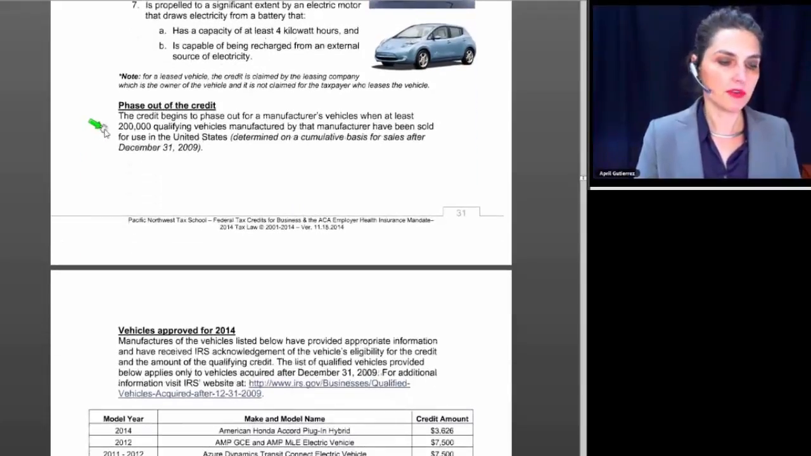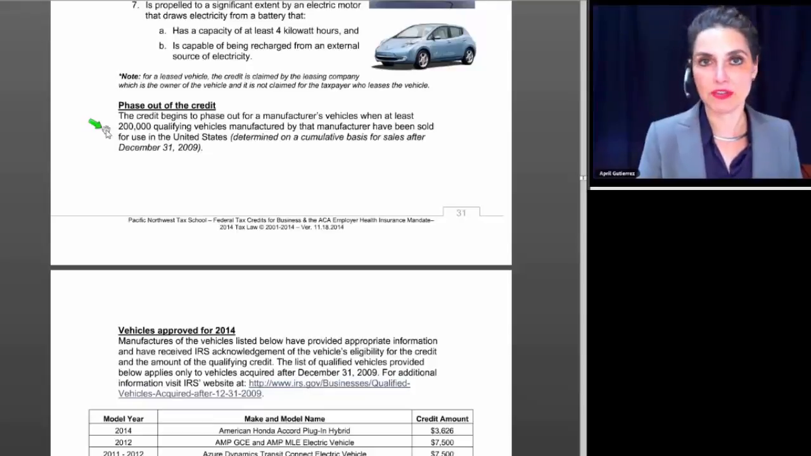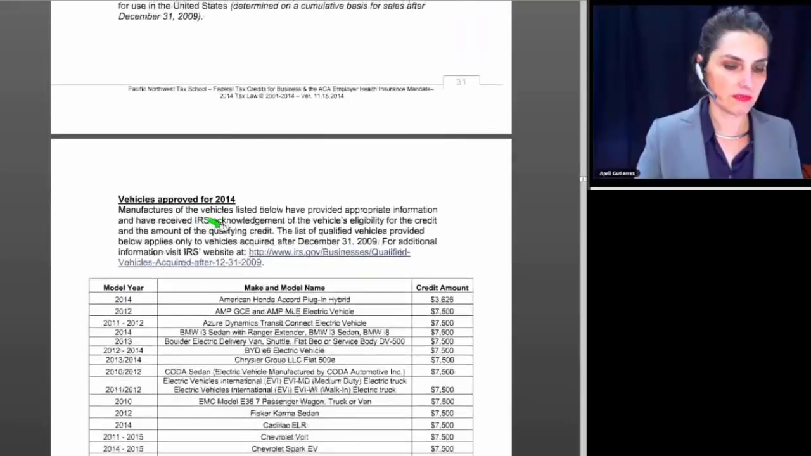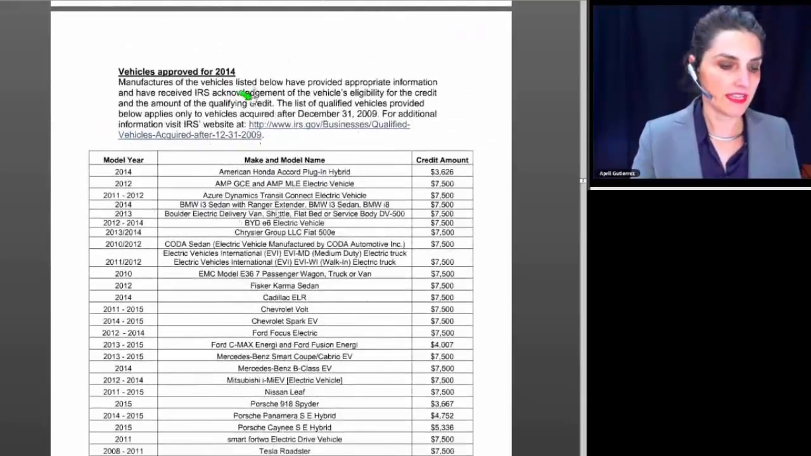Phase out of the credit. The credit begins to phase out when a manufacturer has essentially sold 200,000 vehicles, and no manufacturer has come close to that 200,000 threshold yet. So no vehicles or manufacturers are phasing out as of yet.